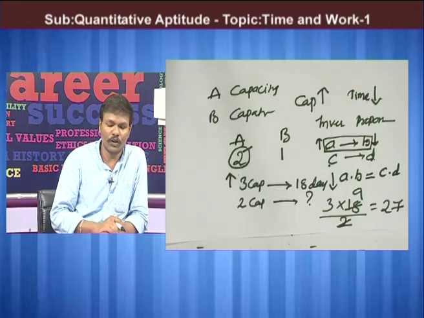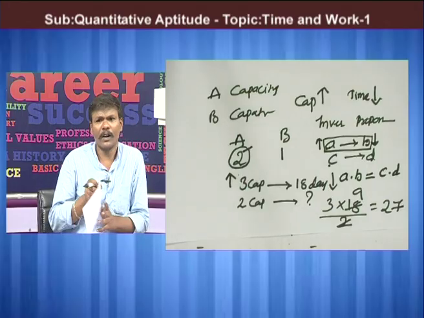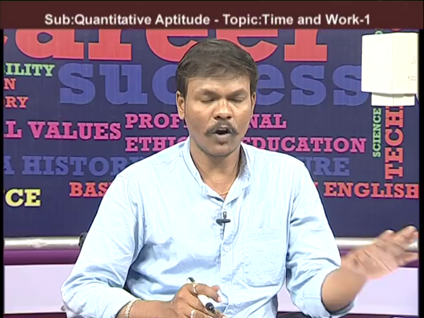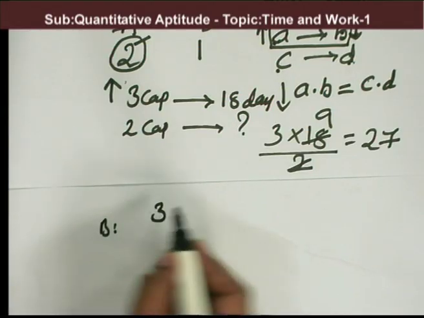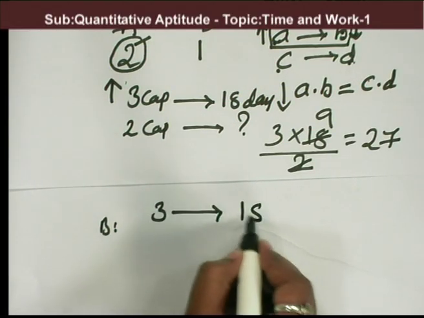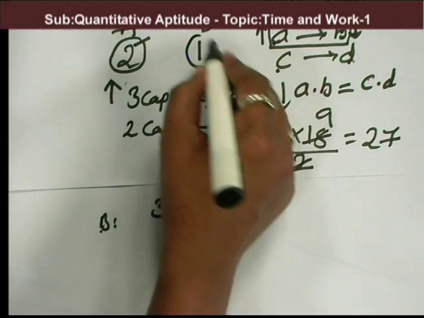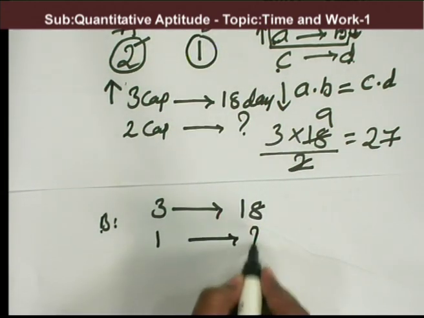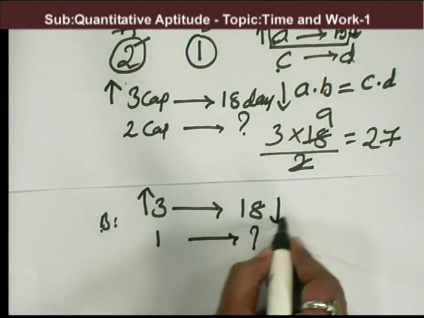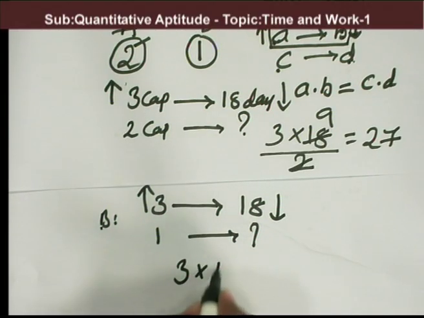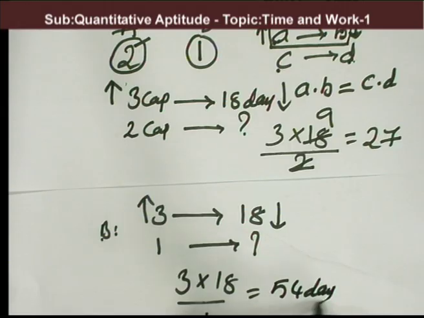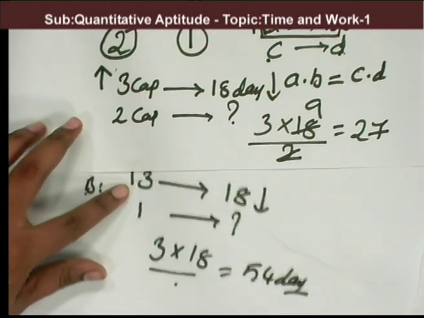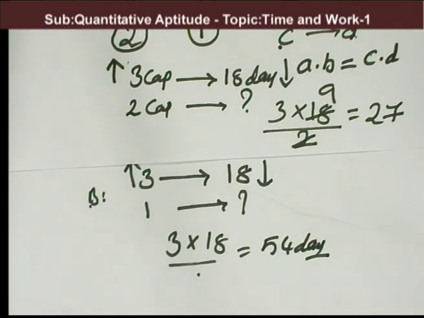Okay. If the question is, for how many days does B work? In this question, A with 2 capacities works for how many days? If the question is how many days B works, we have both working, that means 3 capacities for 18 days, and B is only 1 capacity. So, 1 is for how many days? One is decreasing and the days are increasing, that is 3 into 18 by 1, 18 3s are 54 days for B. Is it clear? 54 days for B.